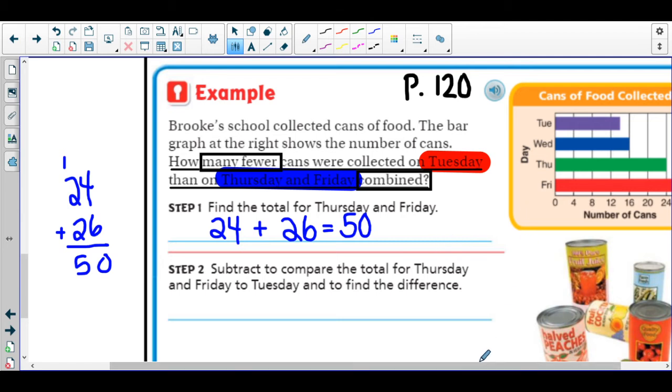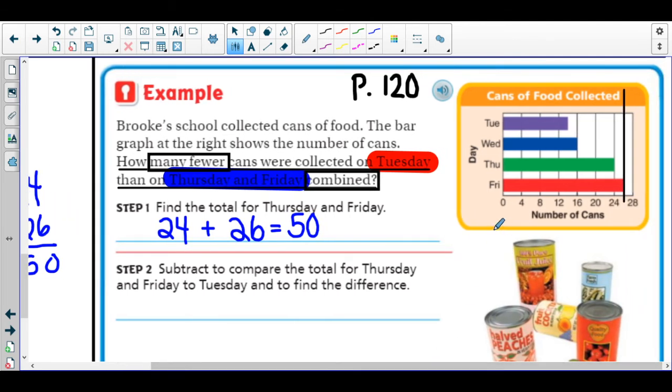And then we need to figure out how many was for Tuesday. Well, that is right here in between this one. So in between the 12 and the 16, that will be 14.